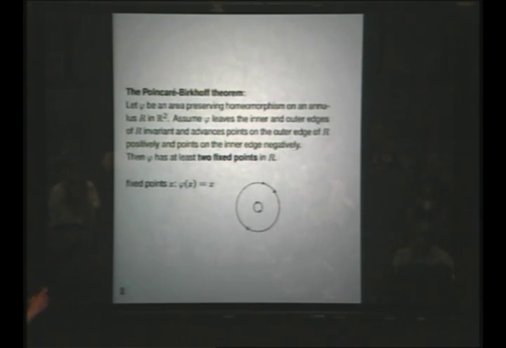If you take a small piece of area, and under this phi it goes to another place, the area is the same. Then the key condition is this twisting: phi advances a point on the outer boundary one way, positively for example, and a point on the inner boundary negatively. In this case, the outer boundary moves clockwise and the inner boundary counterclockwise. Under these conditions, the conclusion is phi has at least 2 fixed points in this annular domain. A fixed point is a point that phi does not move, so phi(x) = x.